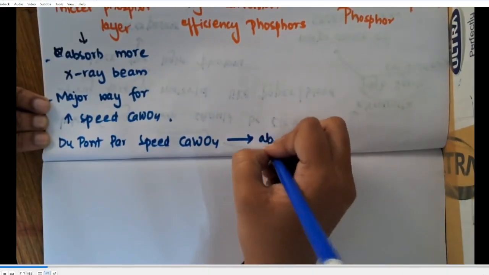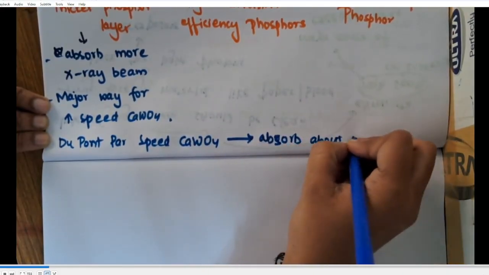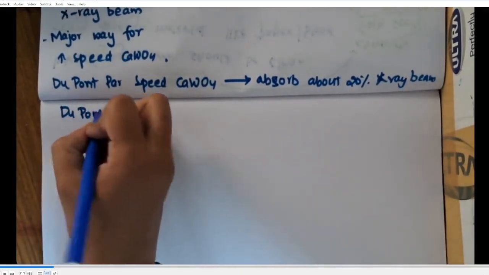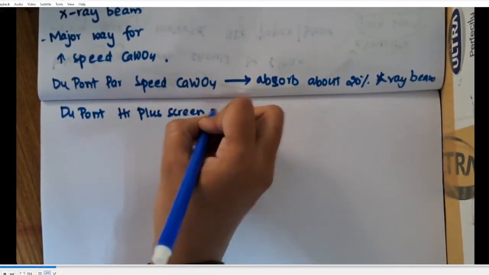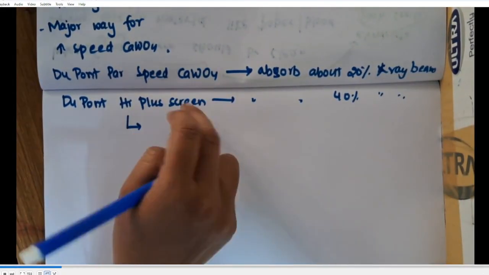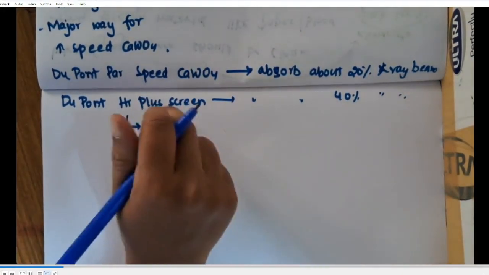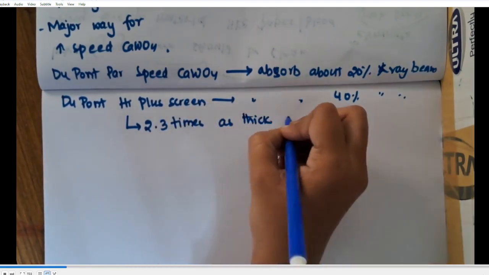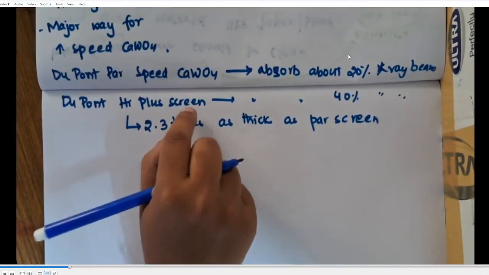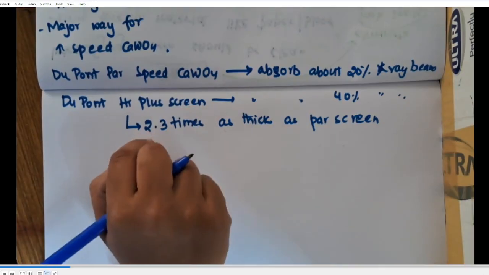A pair of DuPont Par Speed calcium tungstate screens absorbs around 20% of the X-ray beam, whereas a pair of DuPont Hi-Plus screens will absorb around 40% of the X-ray beam. So these Hi-Plus screens are not twice as thick as Par screens. They are 2.3 times as thick as Par screens. Why is this? When the amount of X-ray absorption is doubled, why is the thickness of the DuPont Hi-Plus screens more than double when compared to DuPont Par Speed screens?